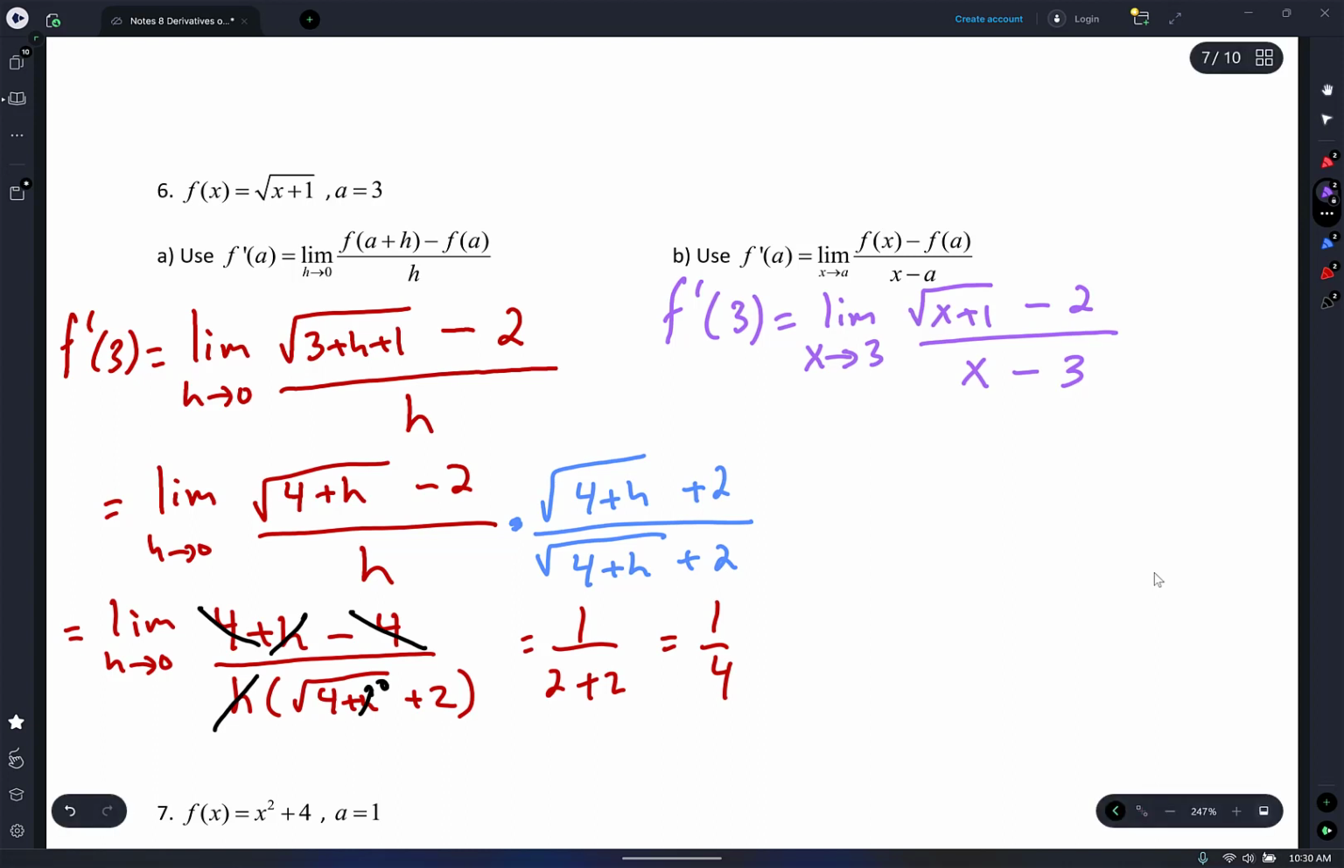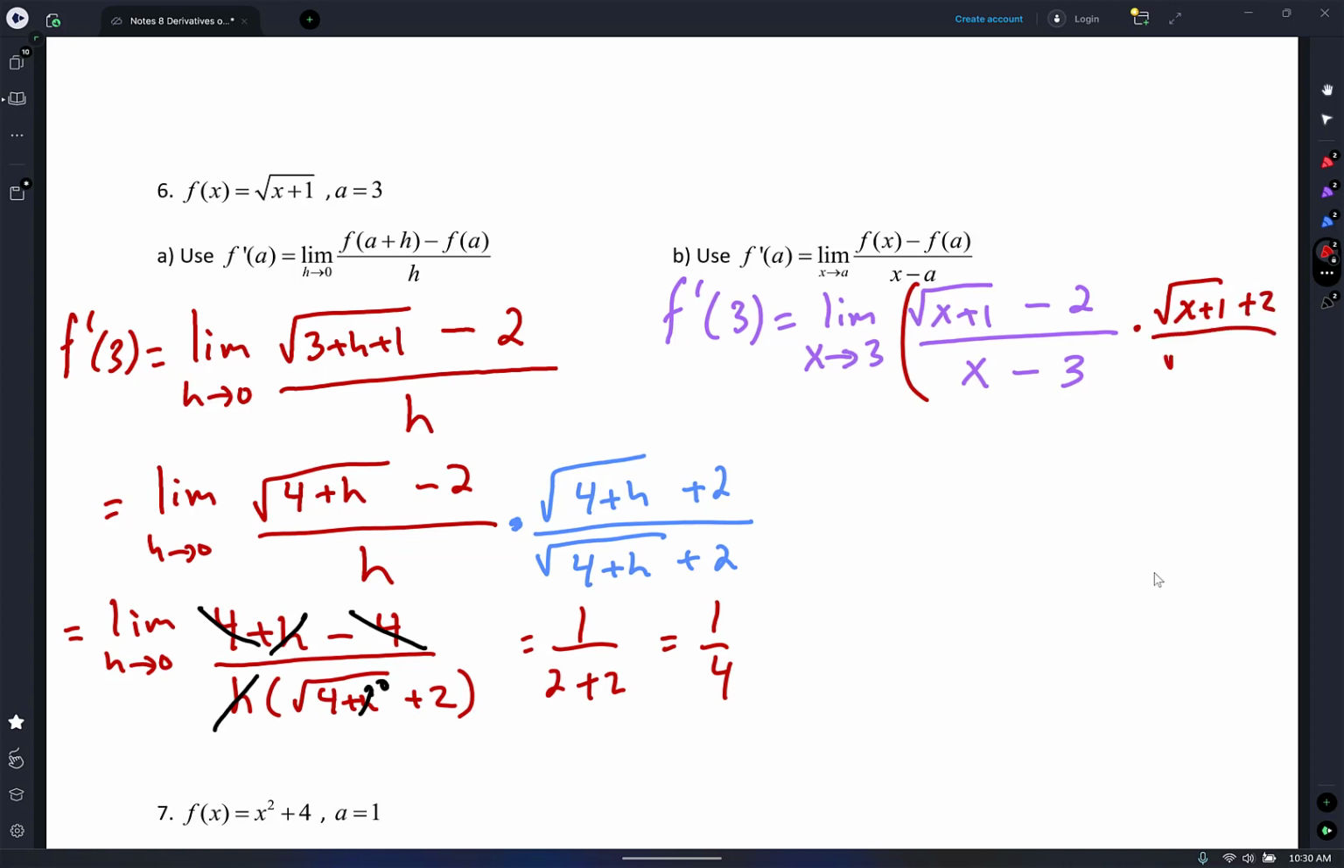I look at it and I'm like, well, I can't do anything there. So that means I've got to multiply by the conjugate of which one? Of the numerator, because that's the one that's complicated. What do you mean complicated? Well, it has a square root in it, and we want to get rid of it. So square root of x plus 1 plus 2 over square root of x plus 1 plus 2. When you do that, let's see what we get.